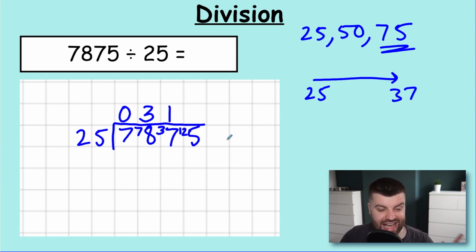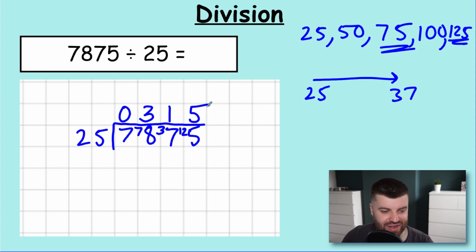And then look, how many 25s in 125? Well, let's just continue this pattern. 1 is 25, 2 is 50, 3 is 75, 4 is 100, 5 is 125. It's there. So 5 25s go into 125. And the answer to this question is, remarkably, 315.